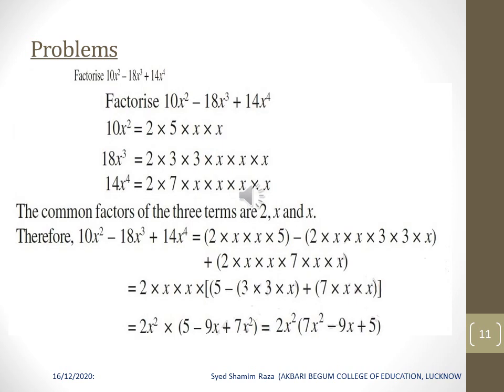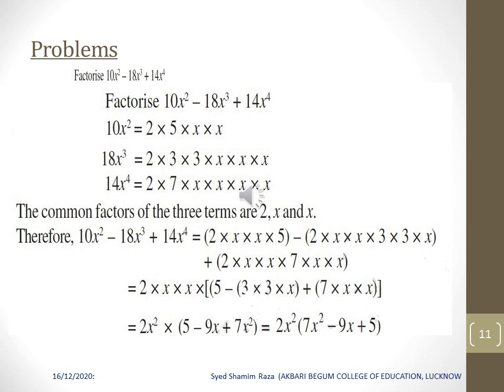Let's take another problem. Let's say we are provided a problem and we are asked to factorize it. The problem is 10x square minus 18x cube plus 14x raised to power 4. Here 10x square is the first term, 18x cube is the second term and 14x to the power 4 is the third term.